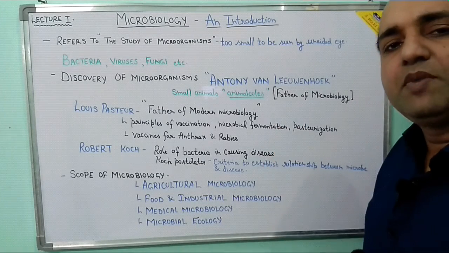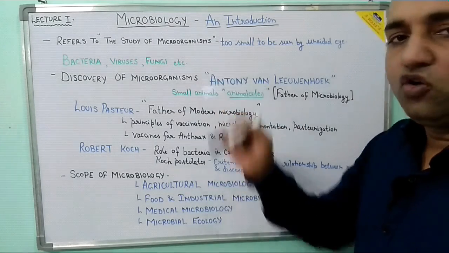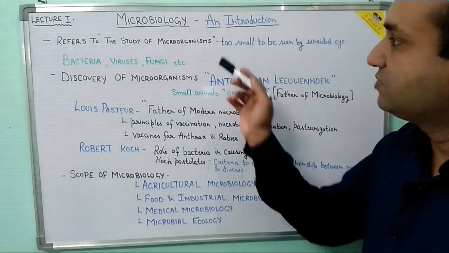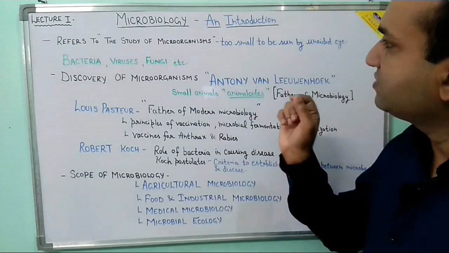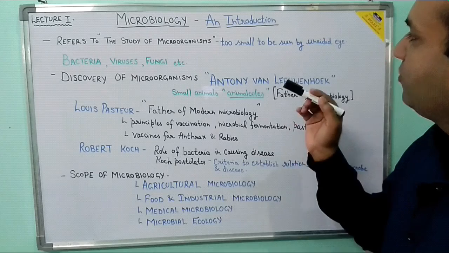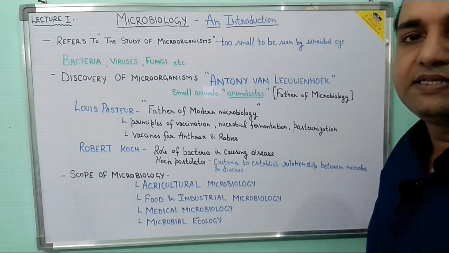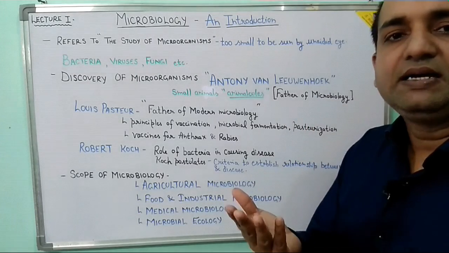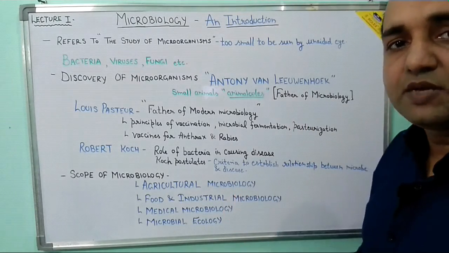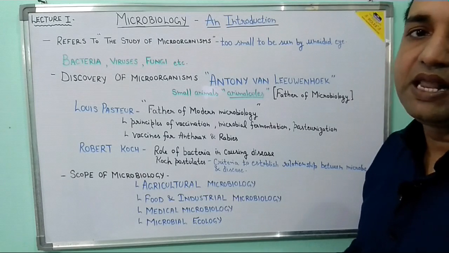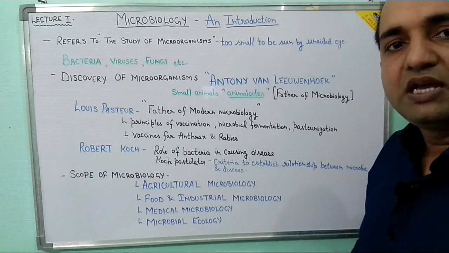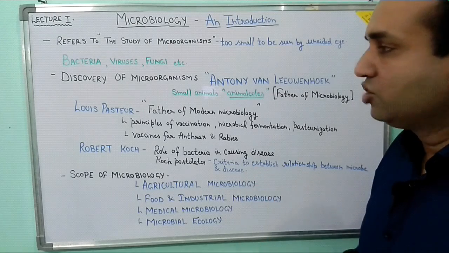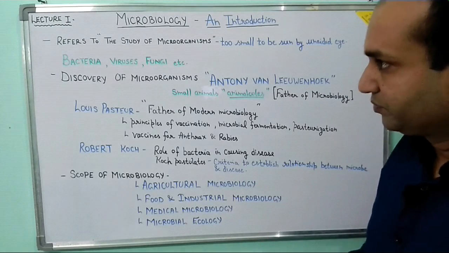So simply we can define microbiology as the study of microorganisms. So what are these microorganisms? Micro means very small. So these organisms are so small that they cannot be seen by unaided eyes. That means we cannot see them directly. So we require some kind of magnification to see them, like we make the use of microscopes and several other techniques to view them clearly.